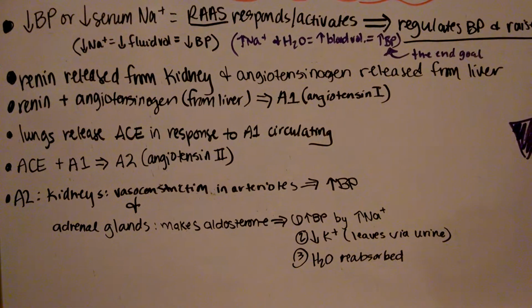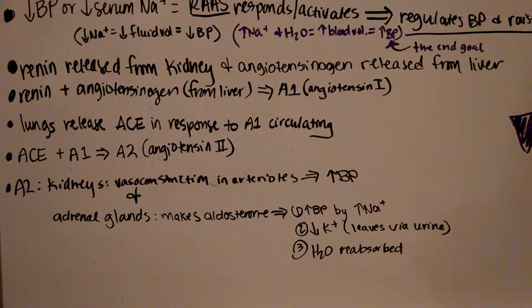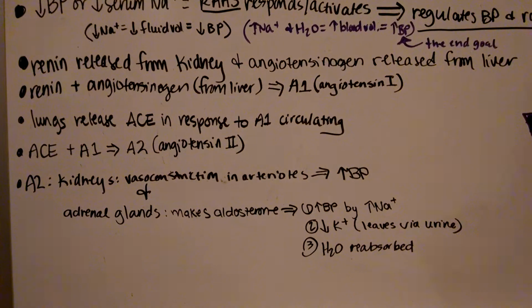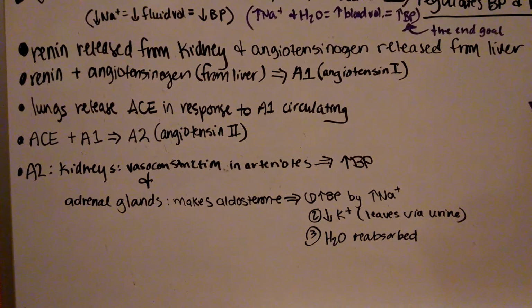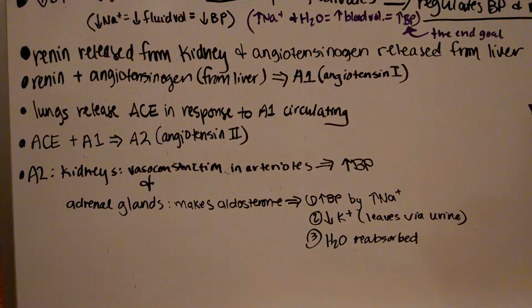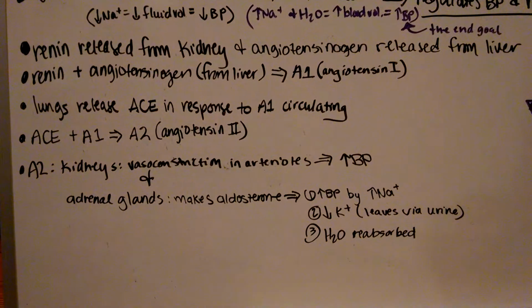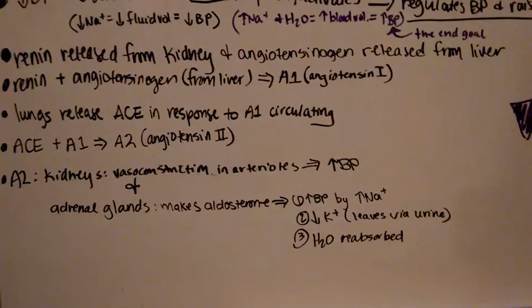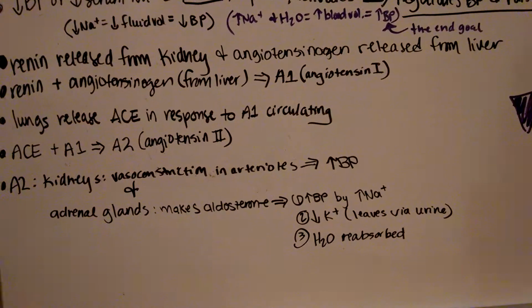Since angiotensin 1 is circulating around in the blood, the lungs release ACE. So ACE and angiotensin 1 create angiotensin 2. And angiotensin 2 can work at two levels, the level of the kidney or the level of the adrenal glands. If we go the adrenal gland route, it's going to make aldosterone, which is going to increase our sodium, which will ultimately increase our blood pressure because we have more blood volume circulating.